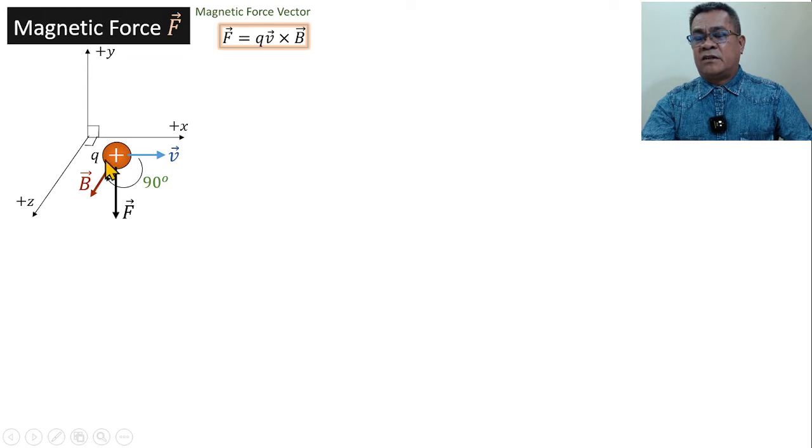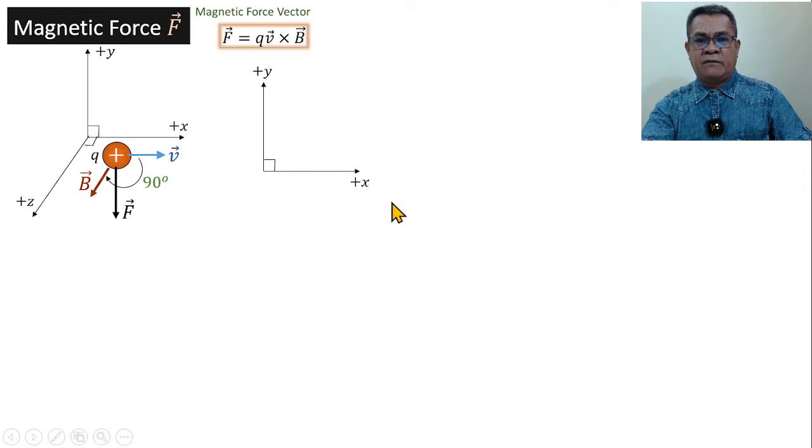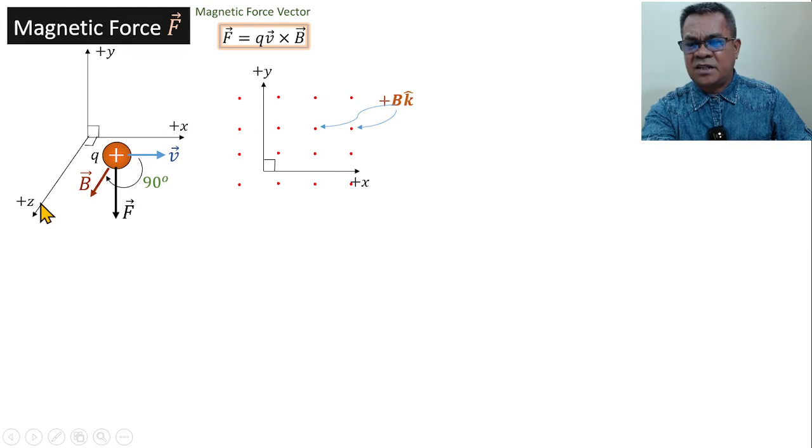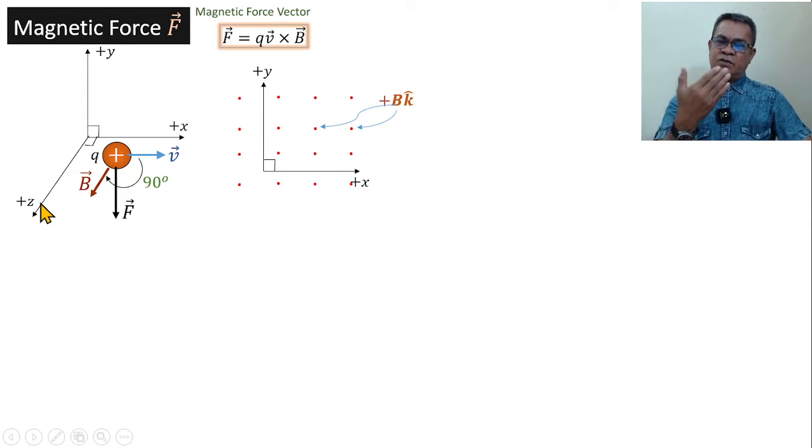Then the magnetic field is on the z-axis, and the force is on the y-axis. So how do we convert this into a 2-dimensional problem? If I assign this xy, remember our charge is here. Then look at the magnetic field. The magnetic field is along the z-axis, so it should be normal to the plane of xy.